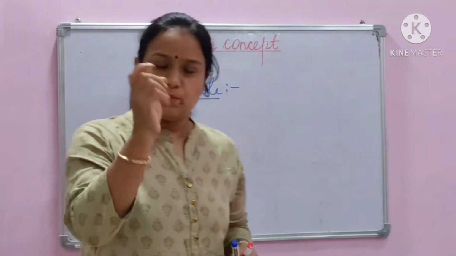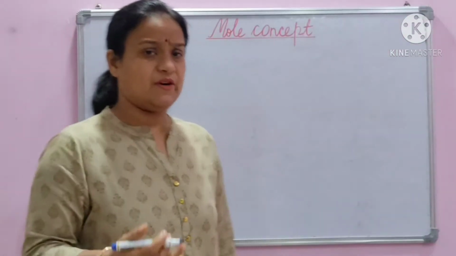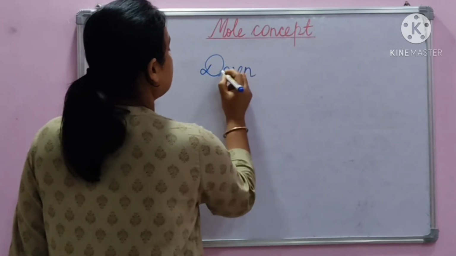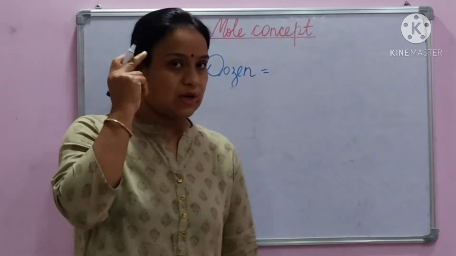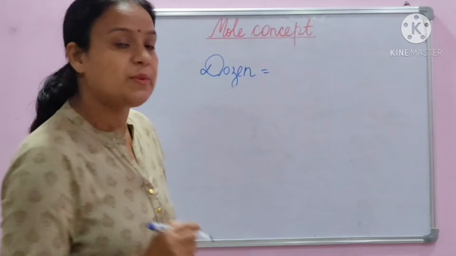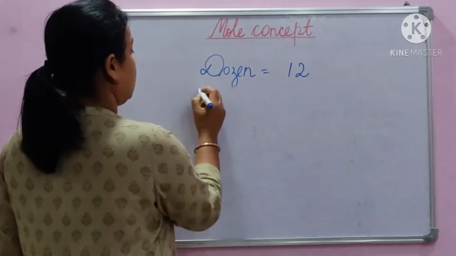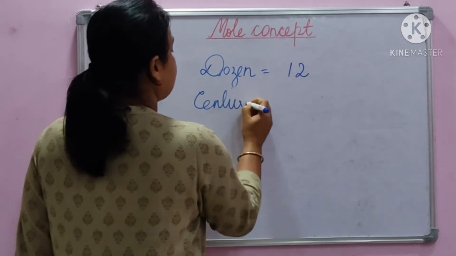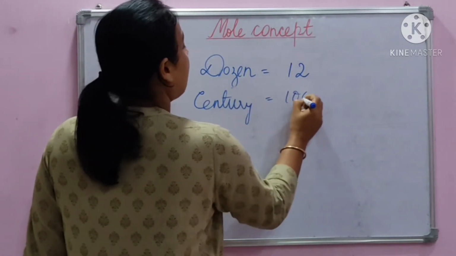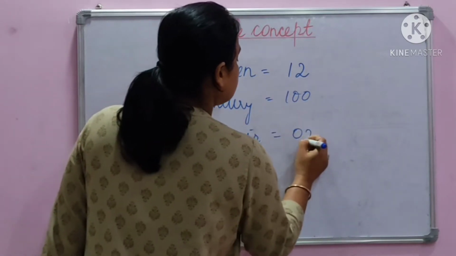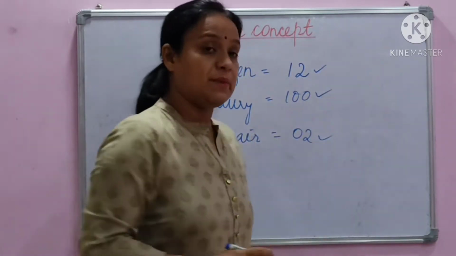Let me give you another small example. You all have heard of dozen. Now what is a dozen? A dozen means how many items? Whenever we talk about dozen, what comes in our mind? It comes to be 12 in number. Or say we talk about century, then what comes in your mind? 100. Or we talk about a pair, then what comes in your mind? 2. So these are connected to some numbers.